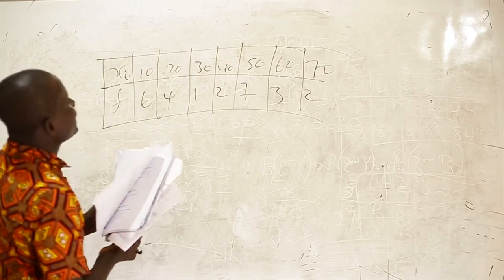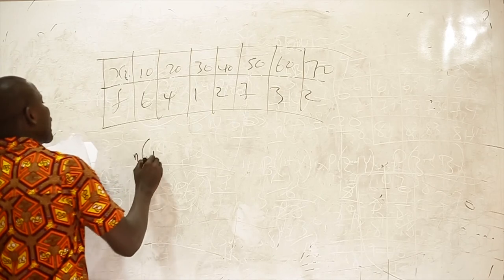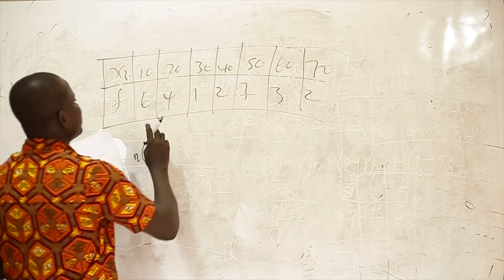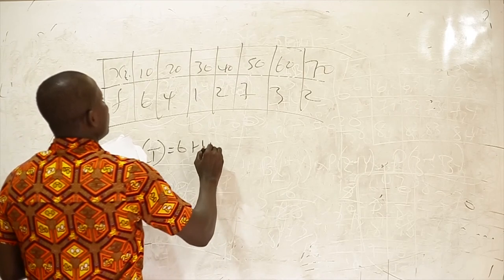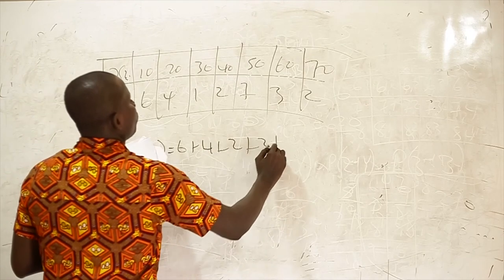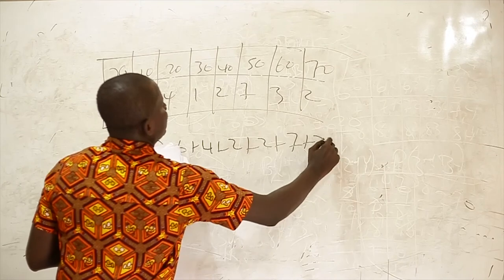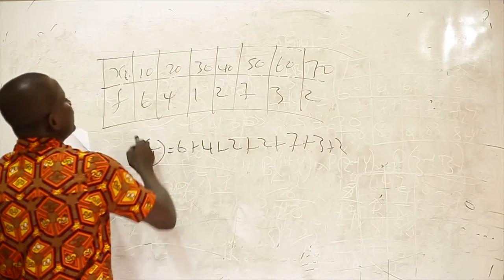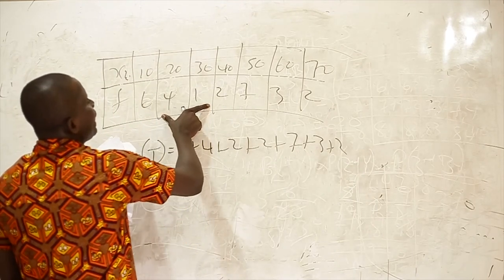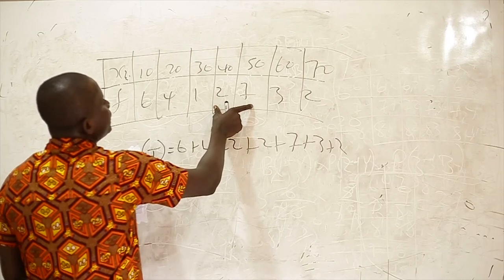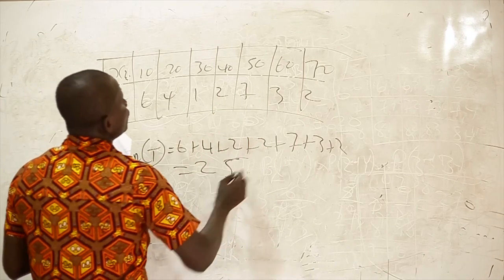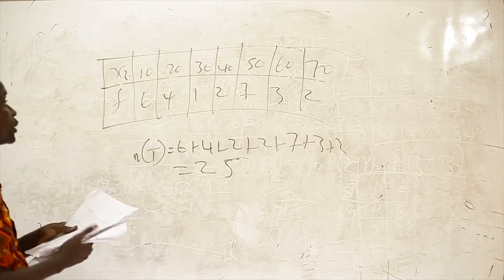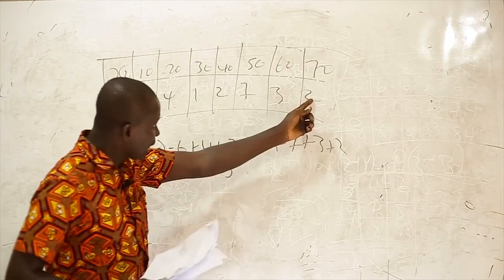The moment this question comes, you should first know the total is the number of students here. We have 6 + 4 + 1 + 2 + 7 + 3 + 2. When you add, what do you get? 11, 20, 25. So n total is 25. That's the total. So the total is not in the table; you add the total here.